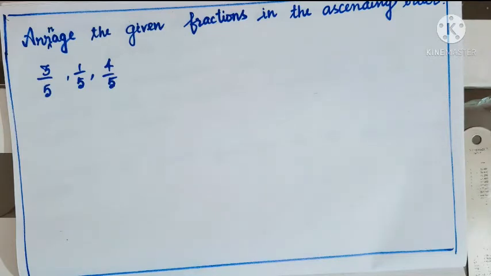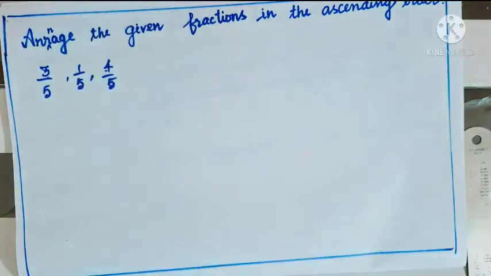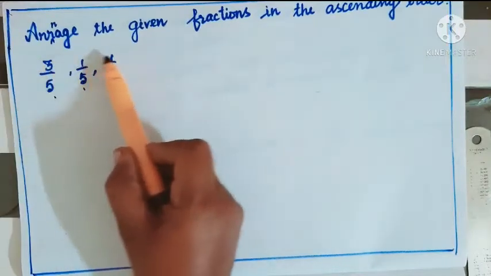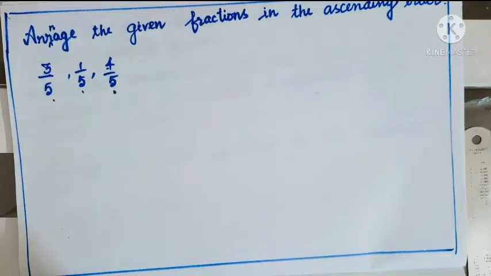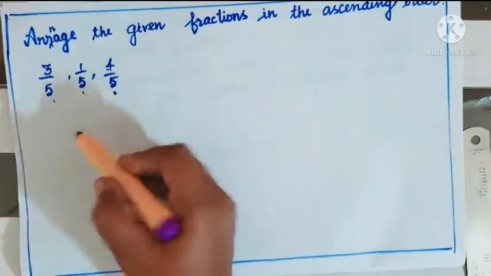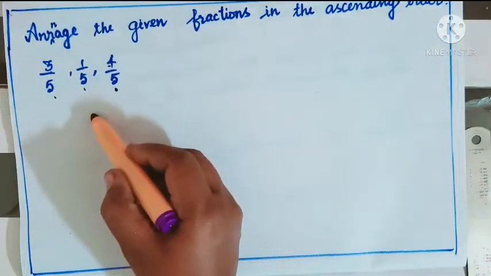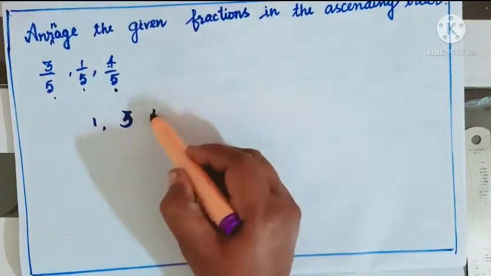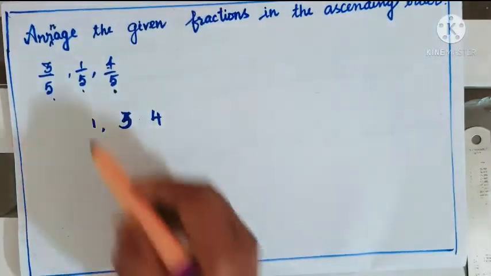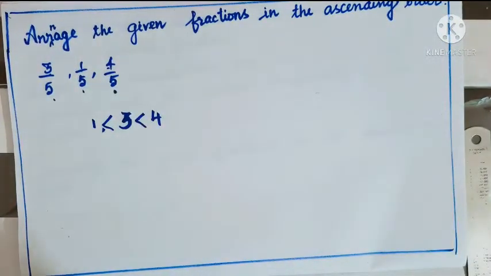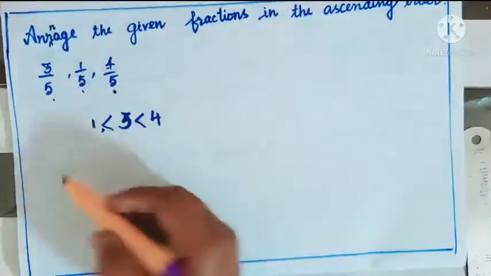So, how we are going to arrange it in ascending order? The denominators are same, so what we have to do is compare the numerators. Understand? If the denominators are same, you have to see only the numerator. Numerator, what are the numbers? According to normal ascending order, you have to write from small to big, isn't it? What is the smallest number here? 1, then 3, and then 4. Isn't it? This is greater and this is greater. Isn't it?